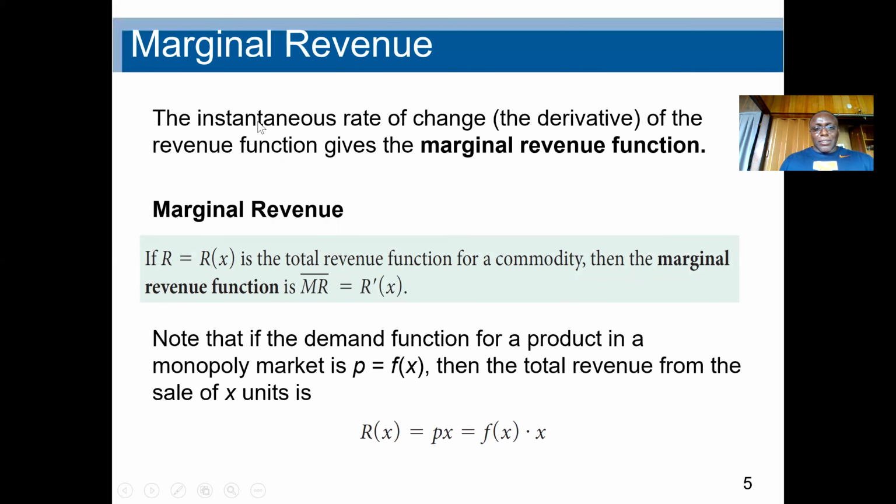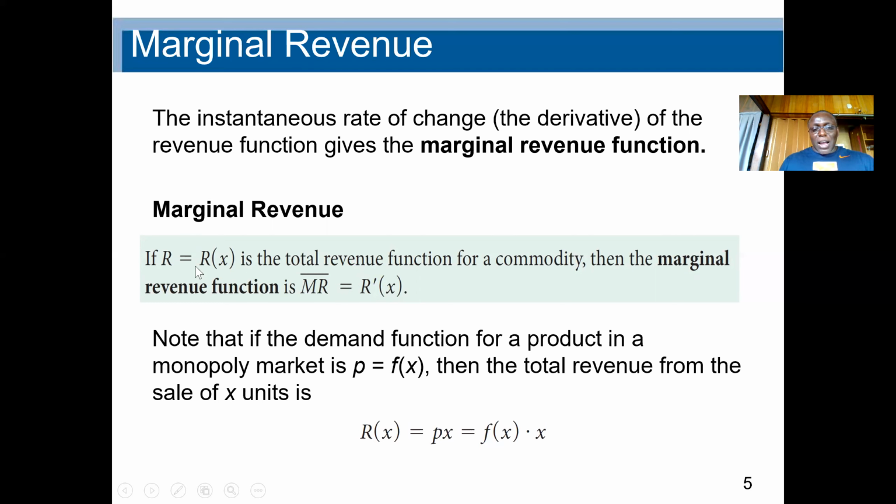So we say the instantaneous rate of change. We know from previous lectures, we said instantaneous rate of change is the derivative of that very function. So here we are talking about marginal revenue. The instantaneous rate of change, that's the derivative of the revenue function, gives us the marginal revenue function. So anytime a function is given and they say we should find the marginal revenue of the function, basically it means finding the instantaneous rate of change, which is the derivative of the function.